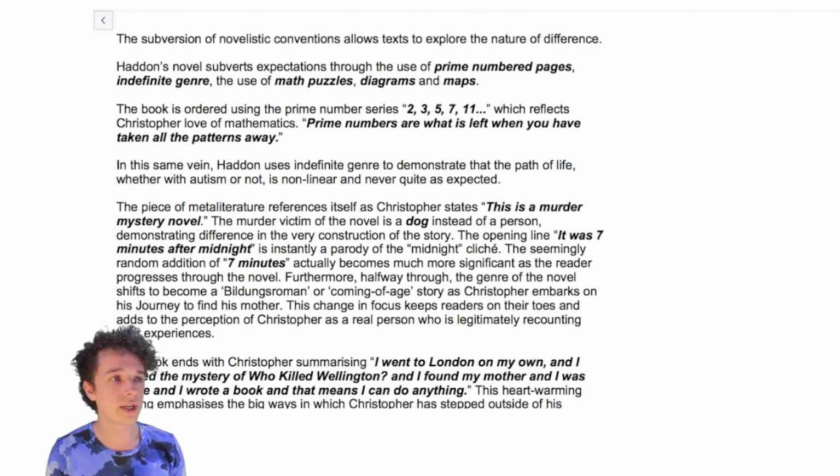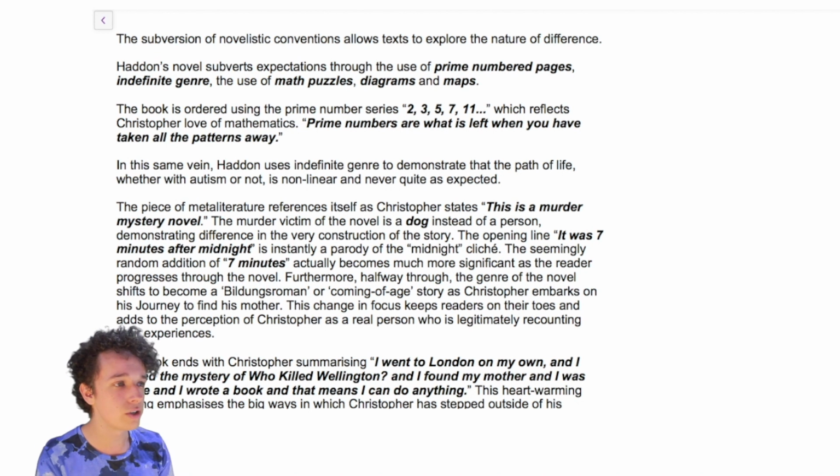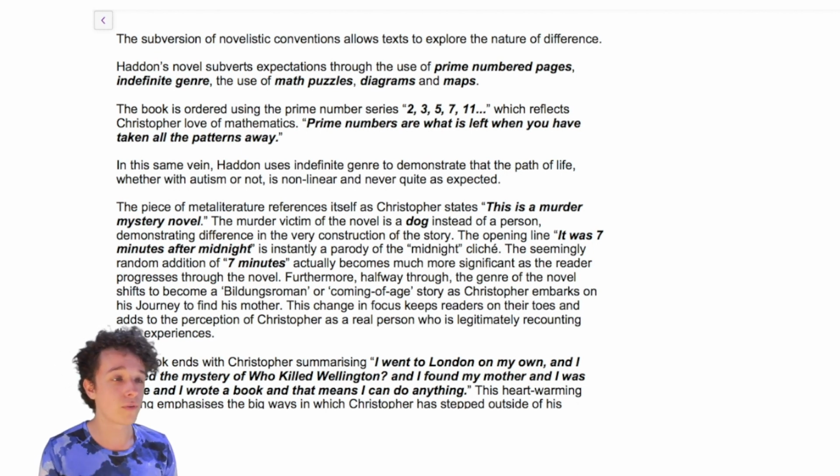The book is ordered in the prime number series, which reflects Christopher's love of mathematics. Prime numbers are what is left when you have taken all the patterns away. In the same vein, Haddon uses indefinite genre to demonstrate that the path of life, whether with autism or not, is non-linear and never quite as expected.